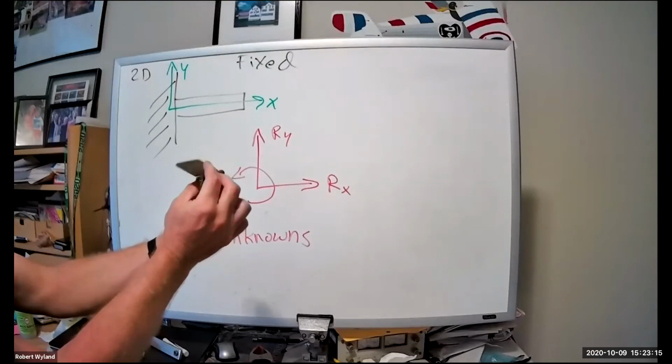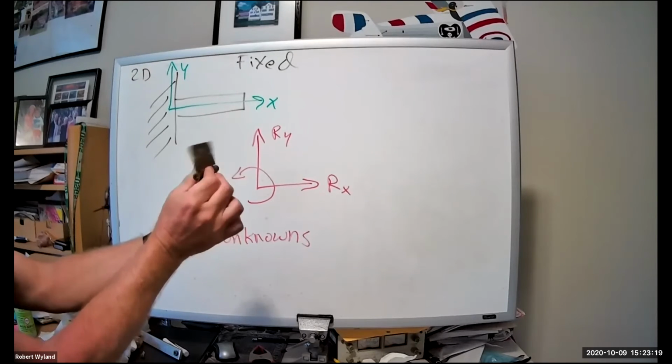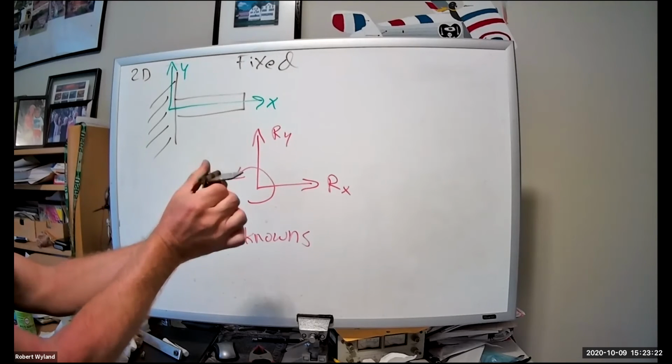Okay, that clears it up. If I try and rotate it, it rotates. There's no resistance to the rotation, technically, ignoring friction. But that's MZ, isn't it?